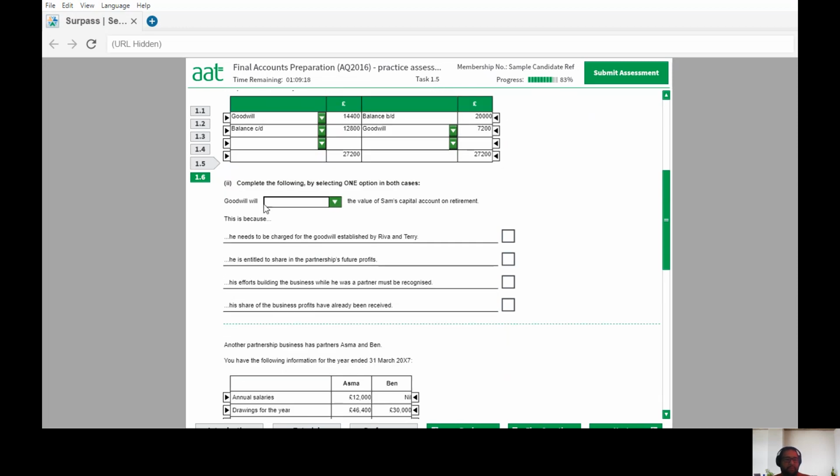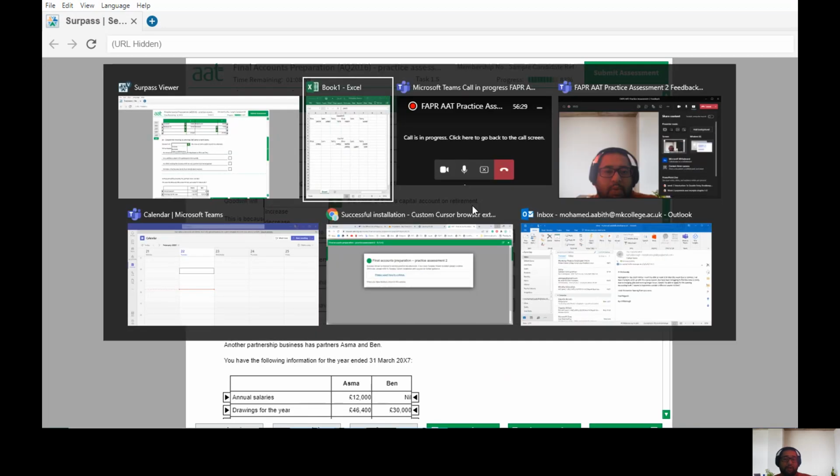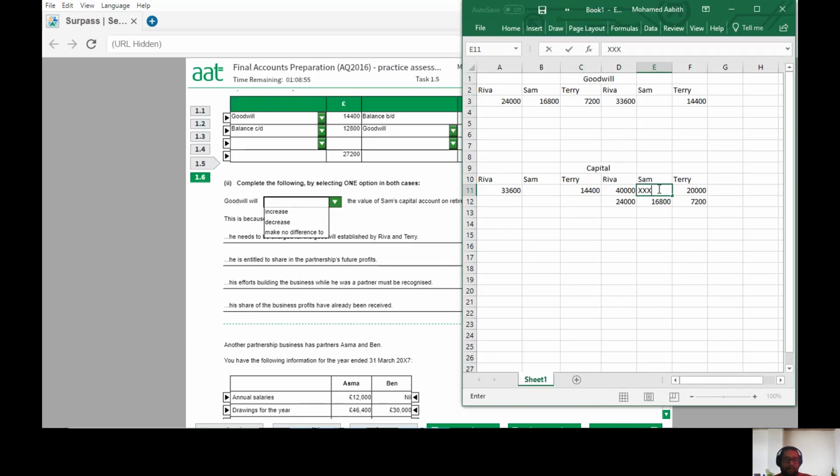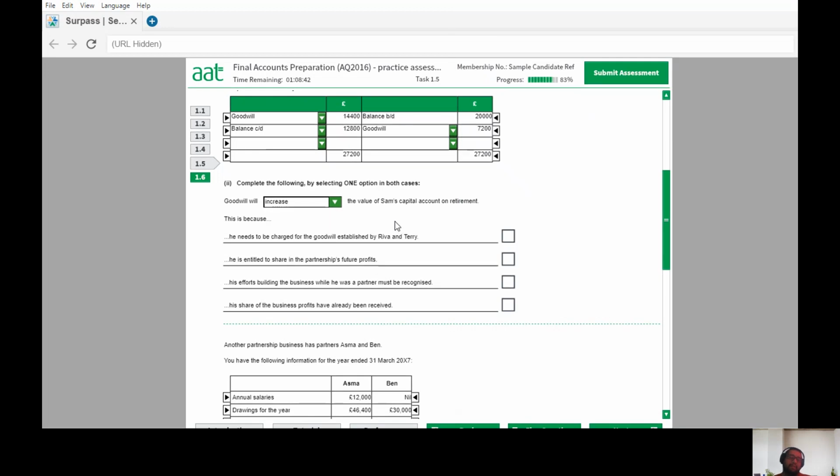Now, next part. Complete the following by selecting one option in both cases. Goodwill will increase the value of Sam's capital account upon retirement. So if you look at that now, if he has some sort of a value here, this is certainly going to be increasing his capital account's value, isn't it? Because he doesn't have anything written off when he's leaving the business. Therefore, this will definitely be increasing Sam's capital account on retirement.